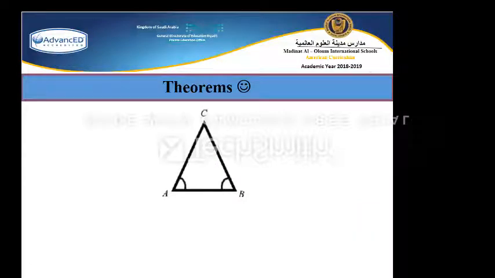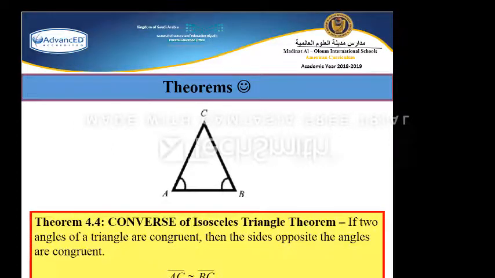The converse of the theorem: if in a triangle we have two angles that are congruent, the base angles, then the sides opposite to these two angles are also congruent. Then side CB is congruent to side AC.